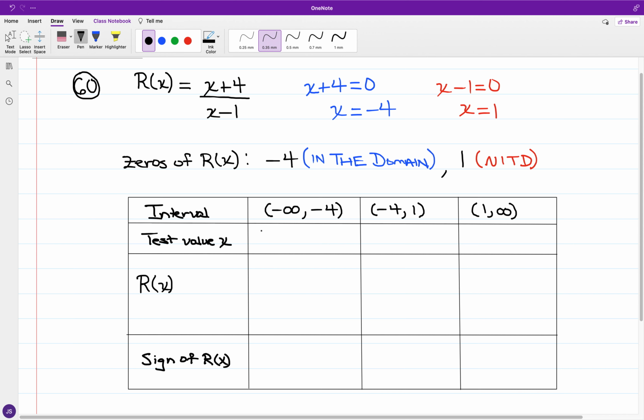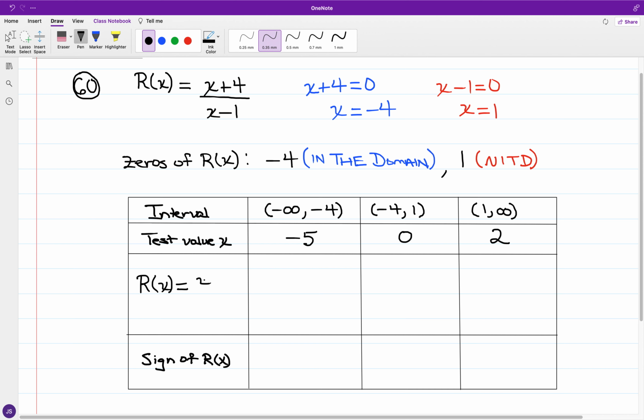And now we test any value selected among these intervals. For values of x less than negative 4, I can take as a sample anything less than negative 4, and we could go with, say, negative 5. Anything between negative 4 and 1, you can choose anything from negative 3 to 0, so we'll go with 0 in this case. And for the last, I can go with any value greater than 1, and I'll just go with 2 on this one.